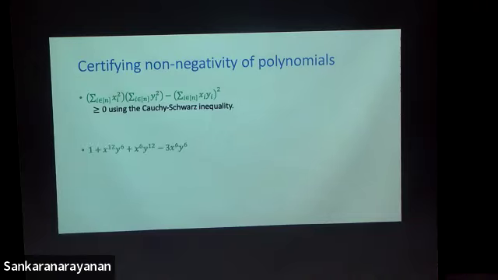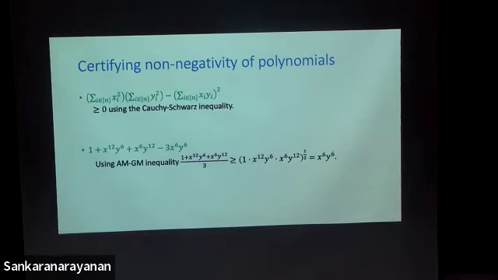One more example. Is this non-negative? Here there are only two variables, x and y. Okay, good. Using AM greater than or equal to GM, you can prove this. If you take the arithmetic mean of the first three terms, you know that it's greater than or equal to their geometric mean. So its arithmetic mean, 1 plus x to the 12 y to the 6 plus x to the 6 y to the 12, divided by 3, is greater than or equal to x to the 6 y to the 6.